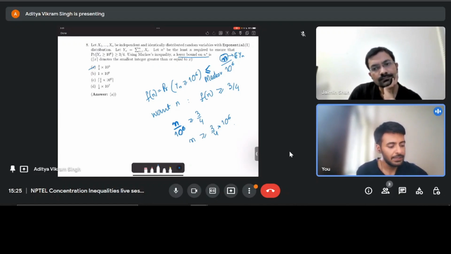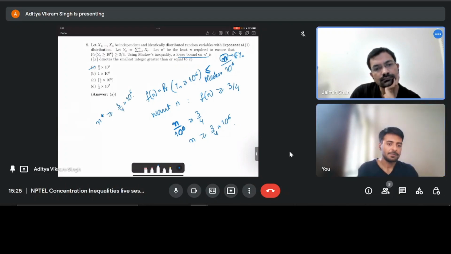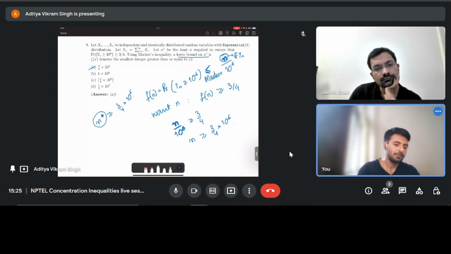So what we have is that n star is greater than or equal to 3 by 4 into 10 power 6. Okay, so n star is our quantity of interest, and we know that n star is greater than or equal to 3 by 4 into 10 power 6. That's all we are saying. It could be strictly greater than, it could be equal to, it could be anything.